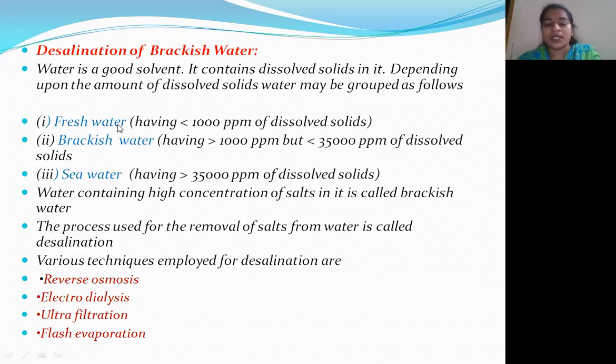So what is fresh water? The water which has less than 1000 ppm of hardness or dissolved solids, that water we call fresh water. And the water which has greater than 1000 ppm and less than 35,000 ppm dissolved solids, that water we call brackish water. And sea water contains greater than 35,000 ppm of dissolved solids. The water which has a high concentration of salts, we call brackish water. And the process in which we remove the salts from the water, we call the desalinization or desalination process.